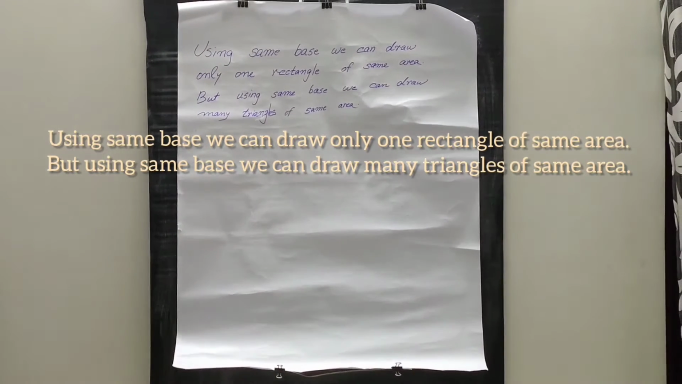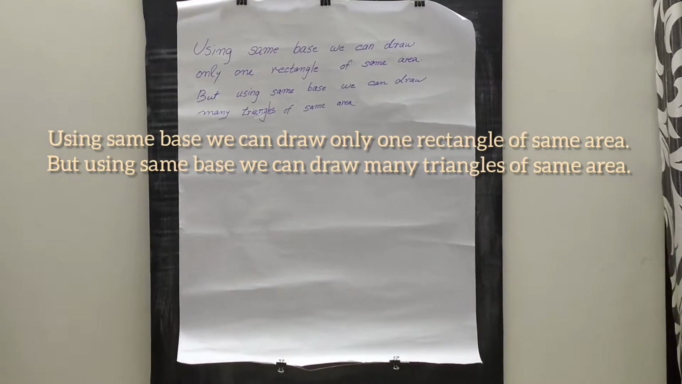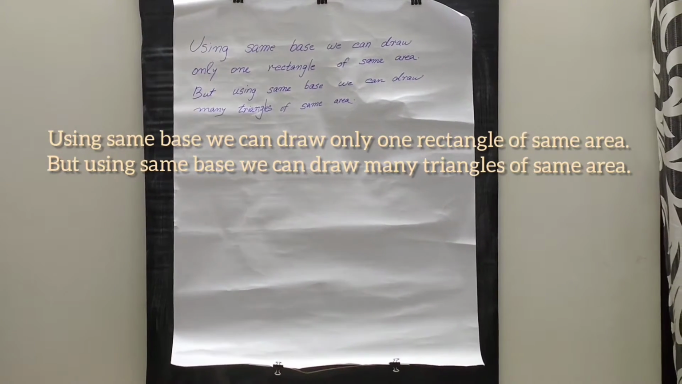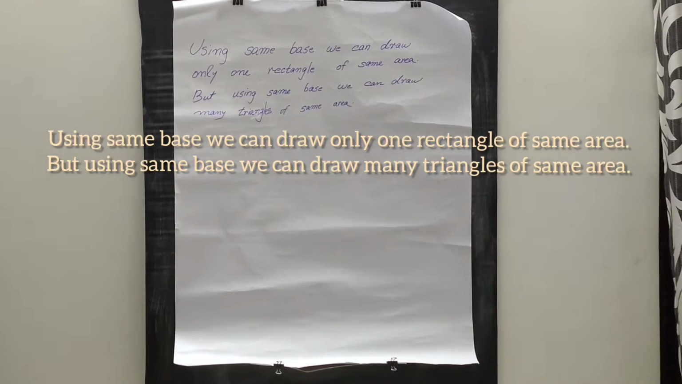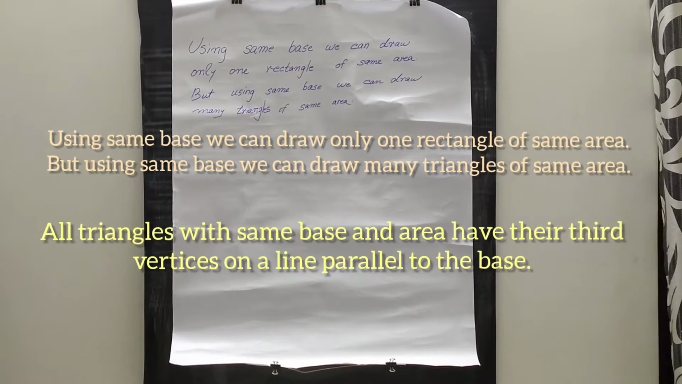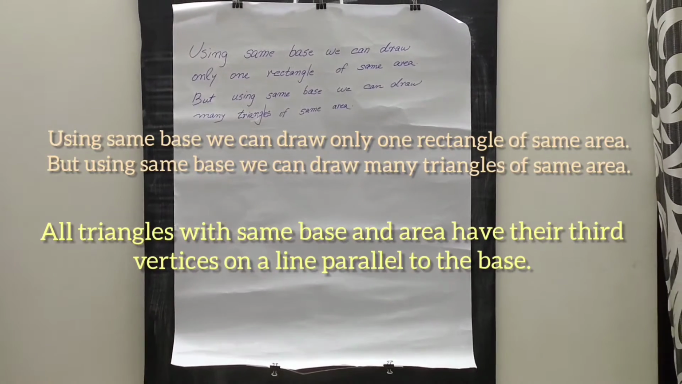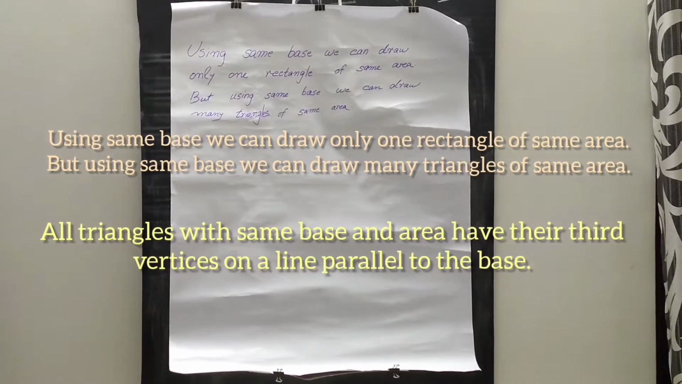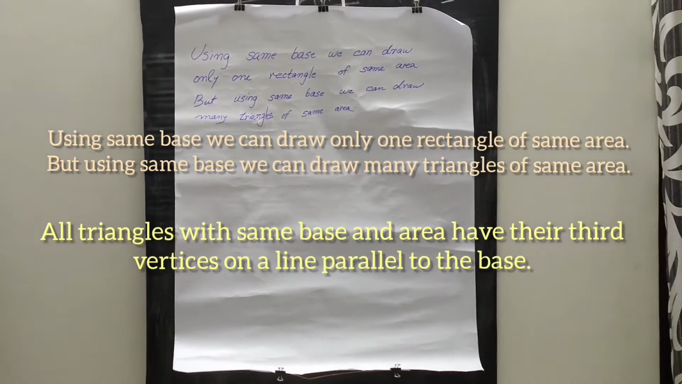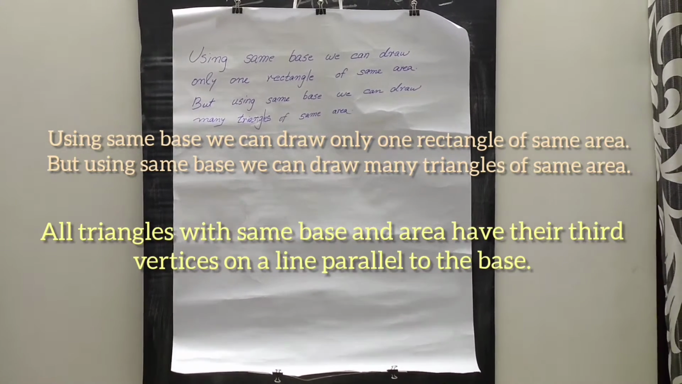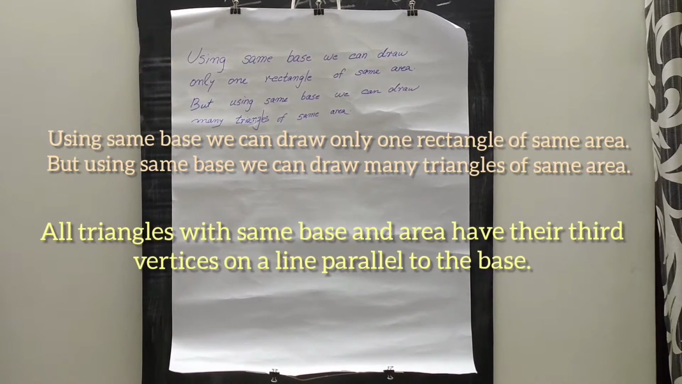And along with this there is one important concept also. What is it? Everybody knows what it is? Yes, all triangles with the same base and same area have their third vertices on the line parallel to the base. These are the things we have studied in the last classes.